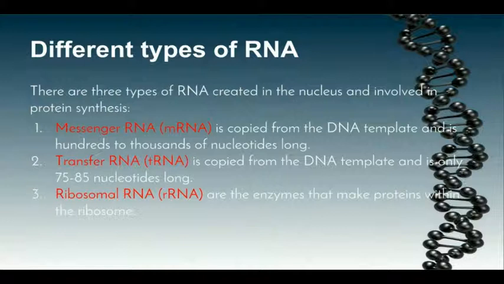the mRNA. Transfer RNA or tRNA is also copied from the DNA template and is only 75 to 85 nucleotides long, so much shorter segments of RNA, and that is used during the translation phase of protein synthesis. We also have ribosomal RNA or rRNA, which helps to make the proteins within the ribosome. So the ribosome is the organelle in the cytoplasm that is involved in protein synthesis.